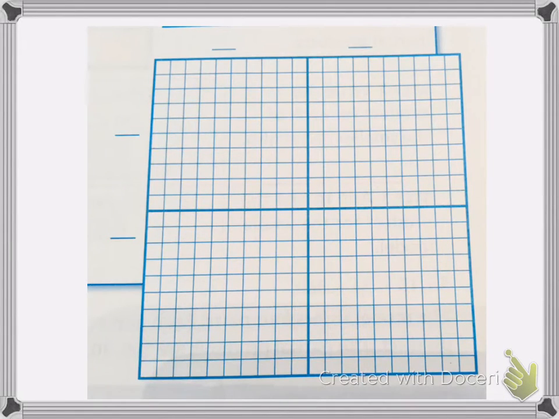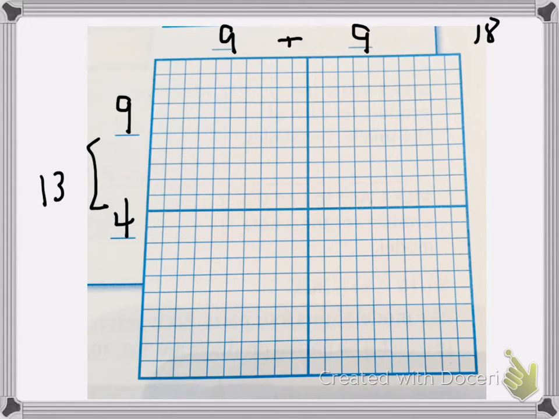All right, here's my grid paper. Now this time I'm going to take the 9 plus the 9 and I'm going to place this on top, because I know 9 times 9 is 81. 9 plus 9 equals 18. I'm going to place my 9 plus 4, because 9 plus 4 is 13. So these two together are 13, and these two together equal 18. And my problem, of course, is 13 times 18.